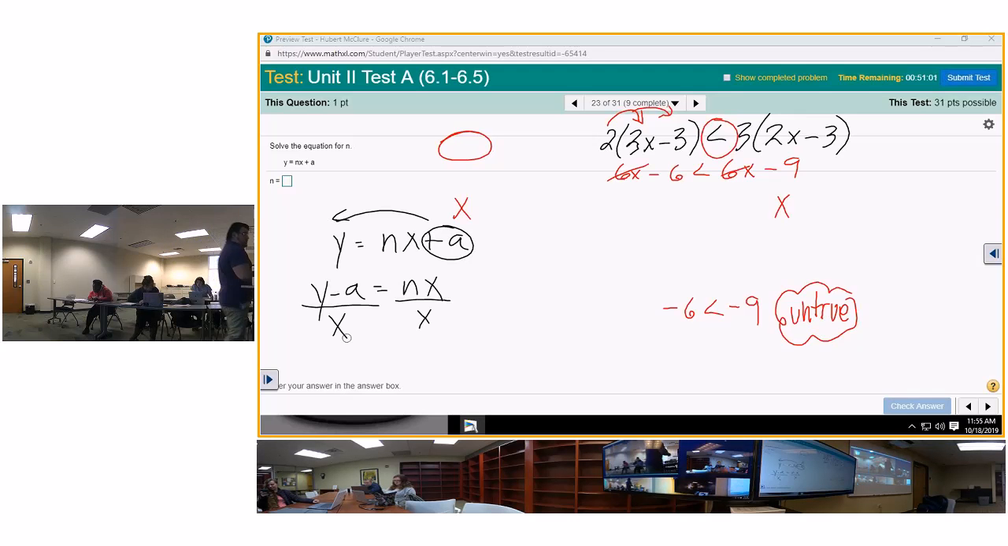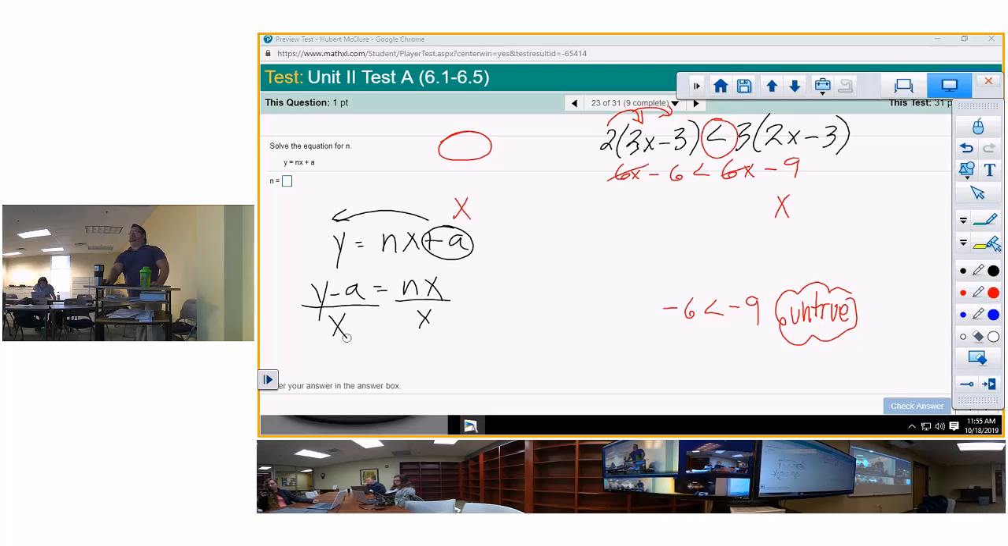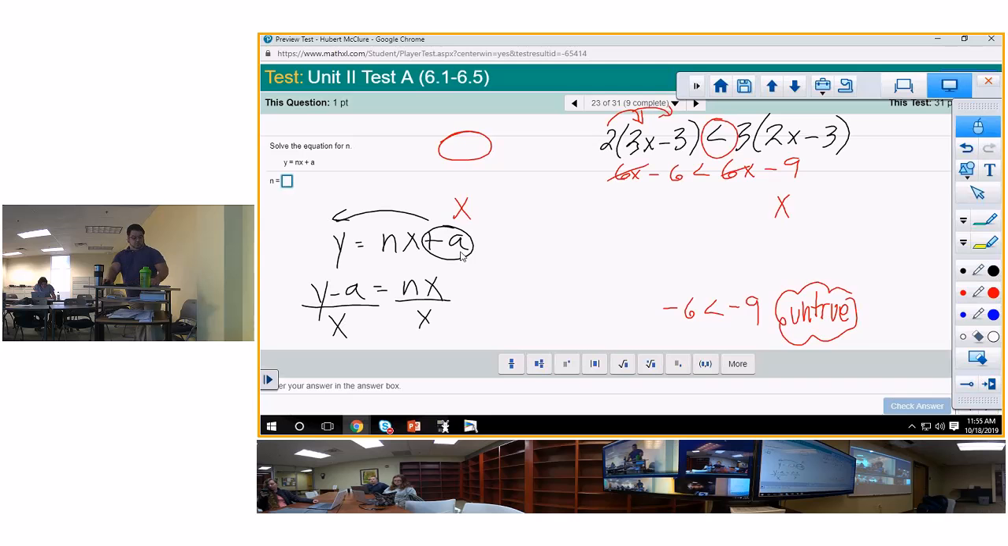So you've got to type that one in. So that's going to be y minus a over x. That squeaky noise is getting on my nerves.